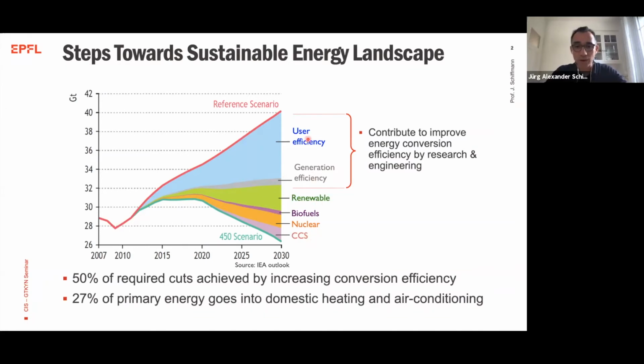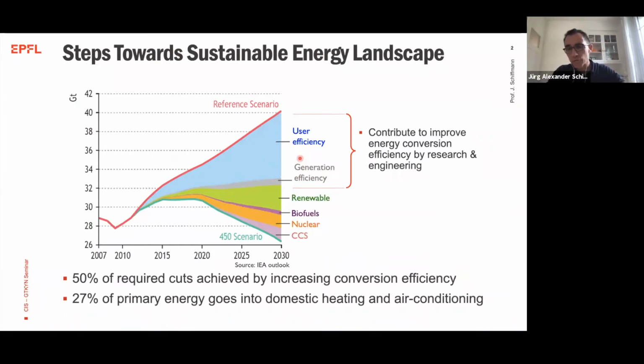However, what this graph shows is that 50% of the required cuts can actually be achieved by increasing the conversion efficiency, mainly at the user end efficiency. And this is exactly where we as a lab would like to contribute to our society with engineering, with research, and also with methods to come up with solutions that are significantly more efficient than they are currently.